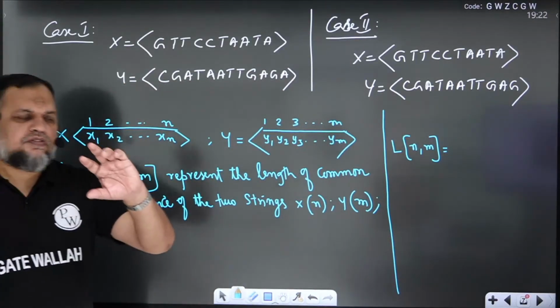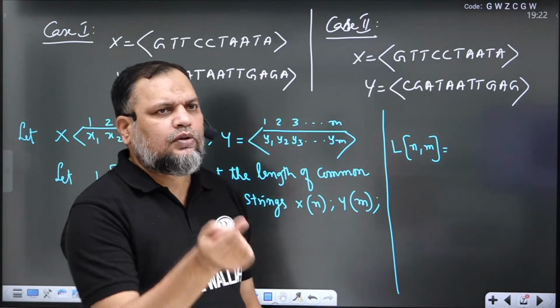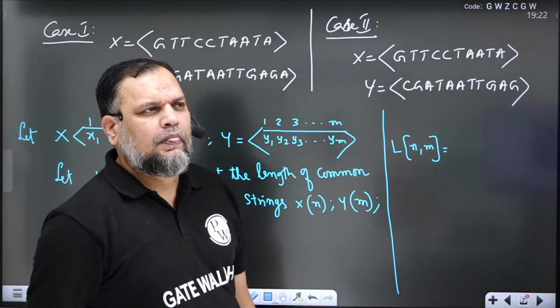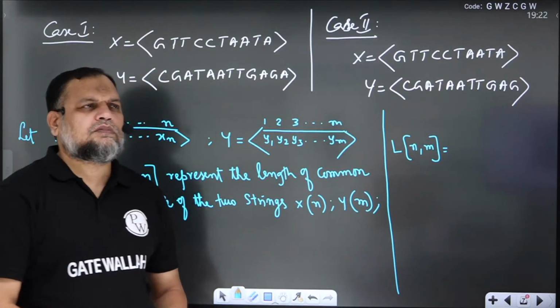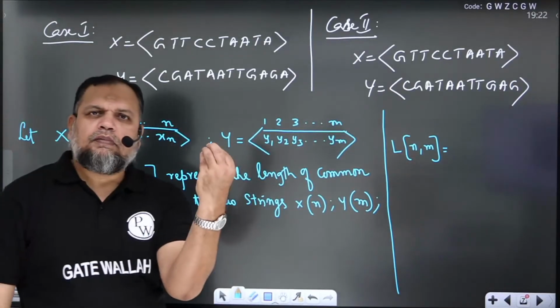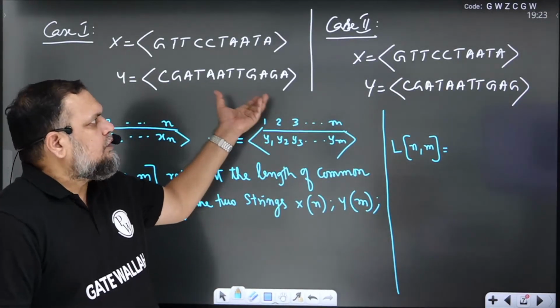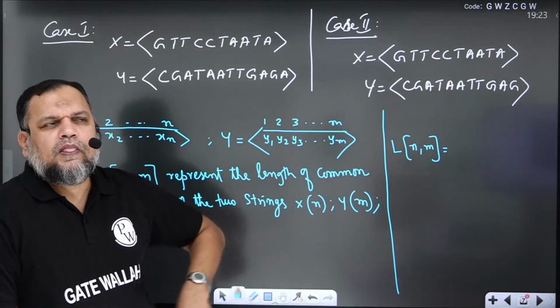What is the basic operation or the basic metric that we are using for finding the value of L of i j, or L of n comma m? What should be the metric here? Come on. What is the basic, primitive operation? Which operation are we going to deploy here for finding the common subsequence? Come on, boys and girls.